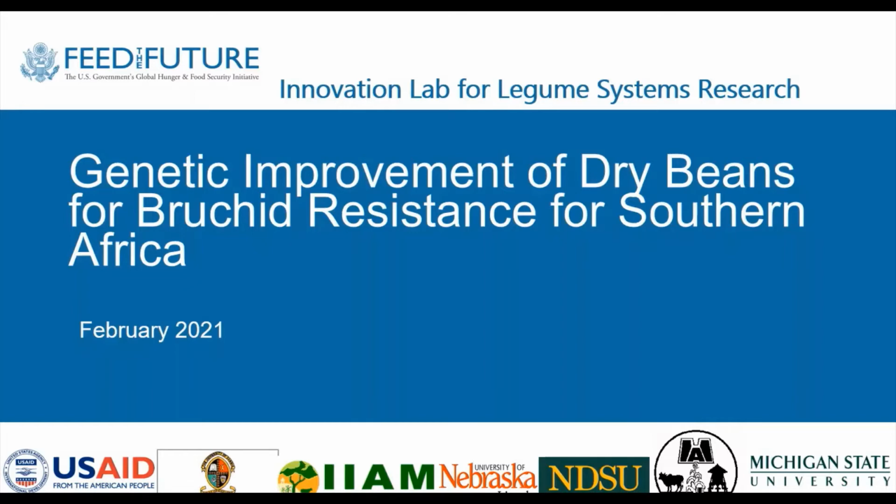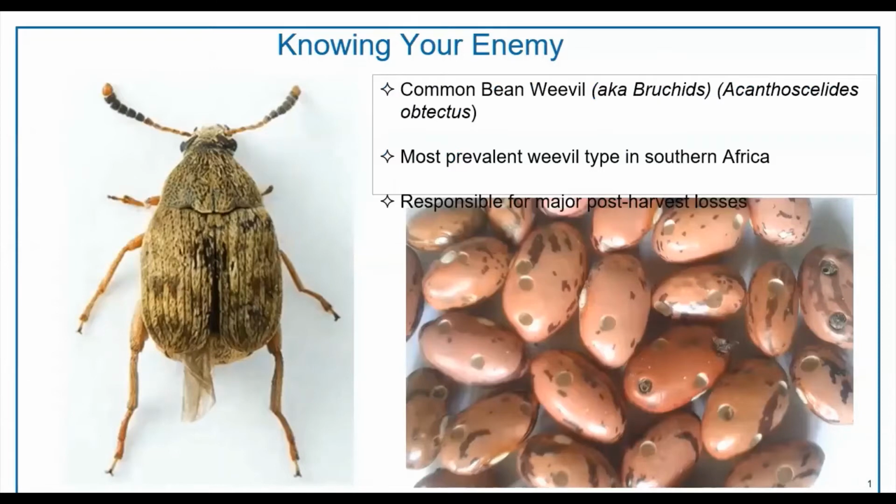The title of our project is Genetic Improvement of Dried Beans for Bruchid Resistance for Southern Africa. So I'll give an introduction of our project. It's focused on common bean weevil, which is a serious post-harvest pest for us here in Southern Africa, but also for the rest of Africa.